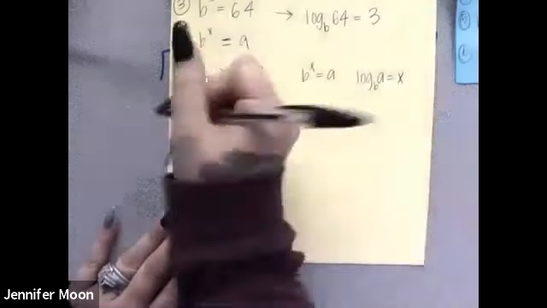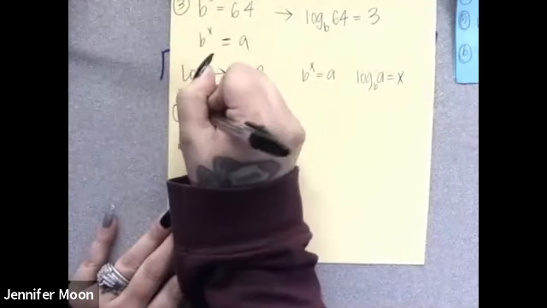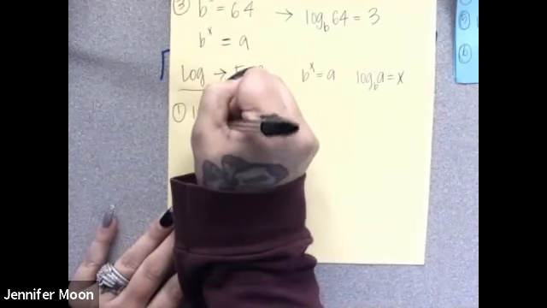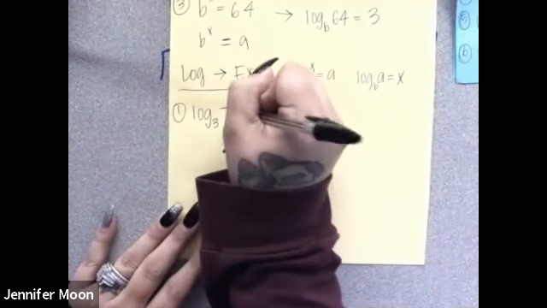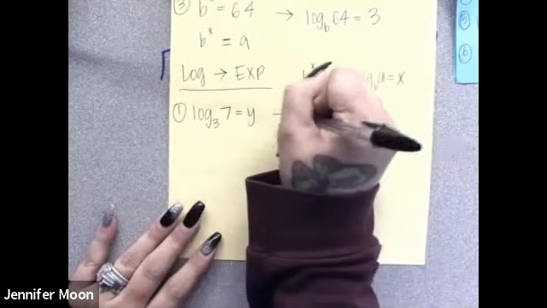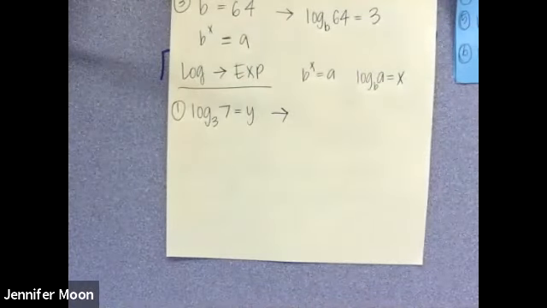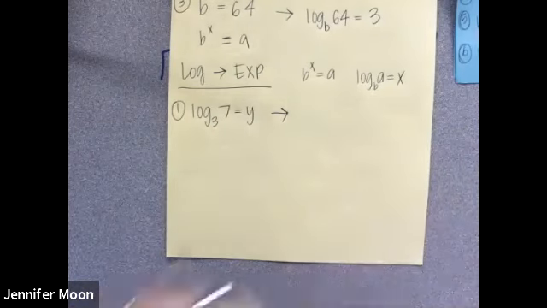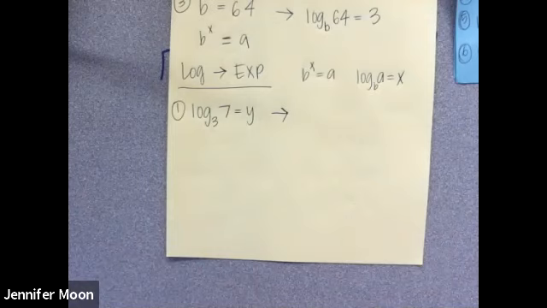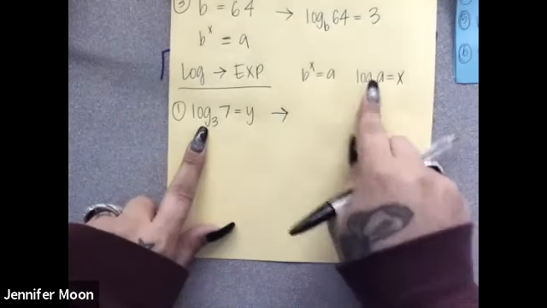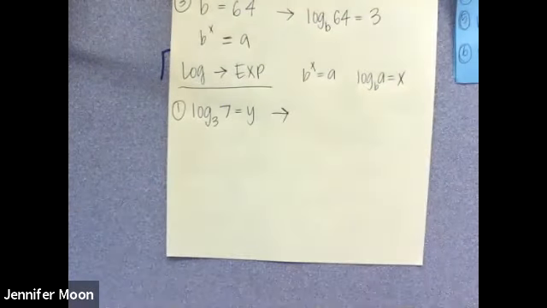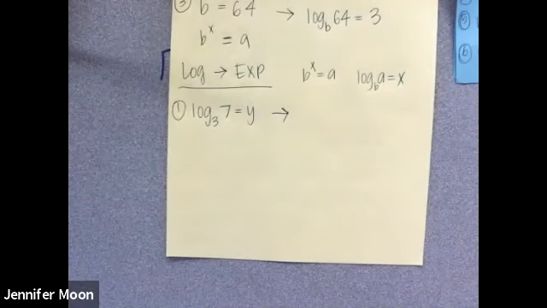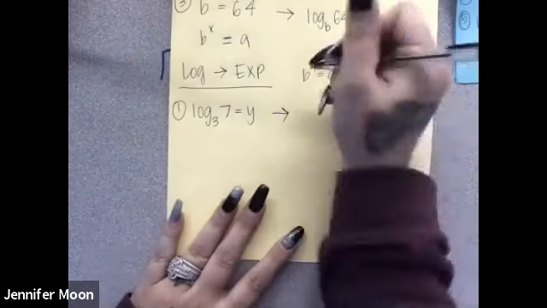And here are my problems. I have log base 3 of 7 equals y. Honestly, if it tells me to change forms and there's not the word log written, then you're changing it to a logarithmic form, right? If there is the word log written, you're going into the exponential form. So as far as what form you're changing to, that shouldn't be too hard to see.